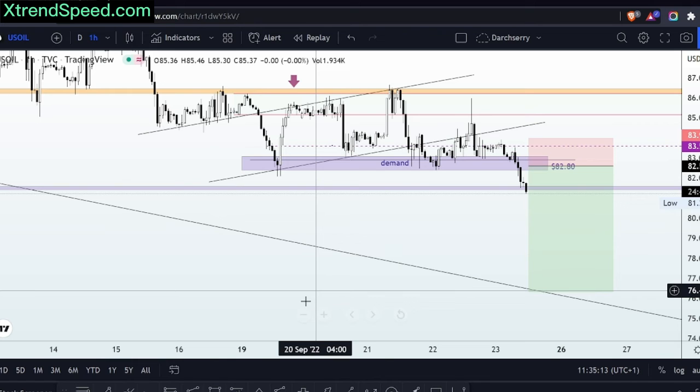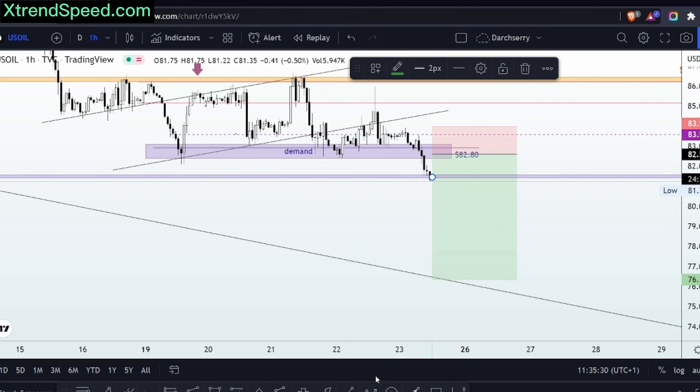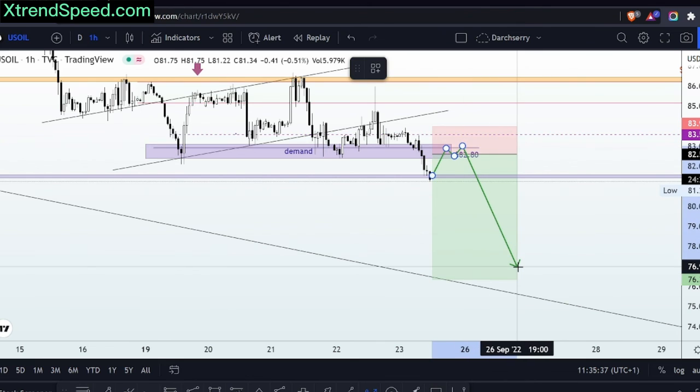So two things could happen here. We could have price respect that level, that is, buyers could come in a little bit to buy, they might see it a little bit cheaper to buy the US oil, and price pushes up to the upside from this level with the intention of retesting the demand zone here to push price to the downside. That is one scenario we're looking forward to here.